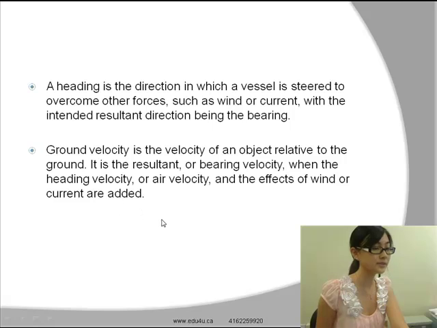The ground velocity is the velocity of an object relative to the ground. It is the resultant or bearing velocity when the heading velocity or air velocity and the effective wind or current are added.